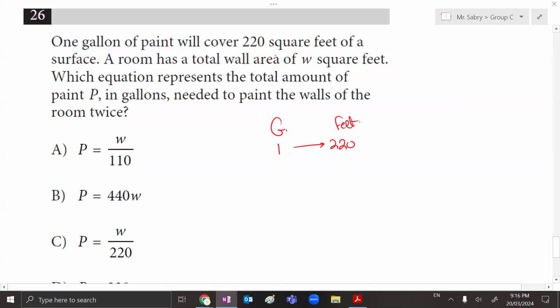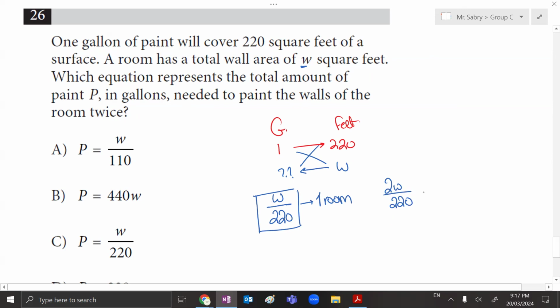A room has a total wall area of W square feet. Which equation represents the total amount of paint in gallons needed to paint the walls of the room twice? So let's figure out, if 1 gallon covers 220, then W square feet would need how many gallons? I'll cross multiply. So it would become W times 1 over 220. This is the amount needed for one room. If I needed to paint it twice, I'll multiply this by 2, which will become 2W over 220.